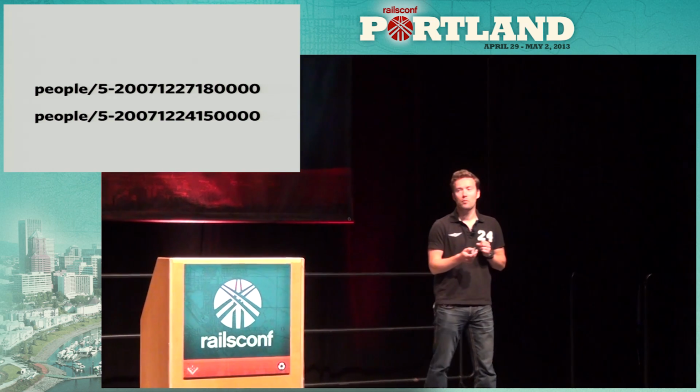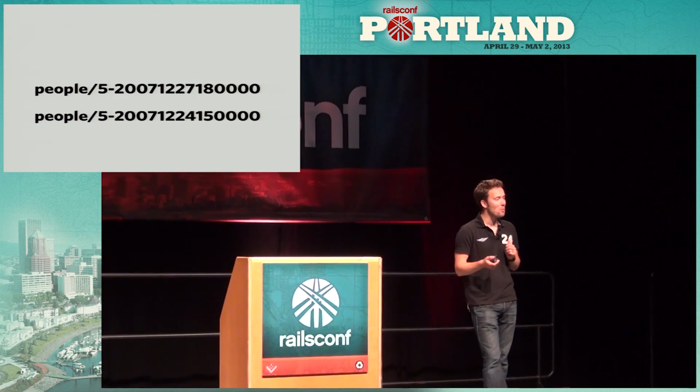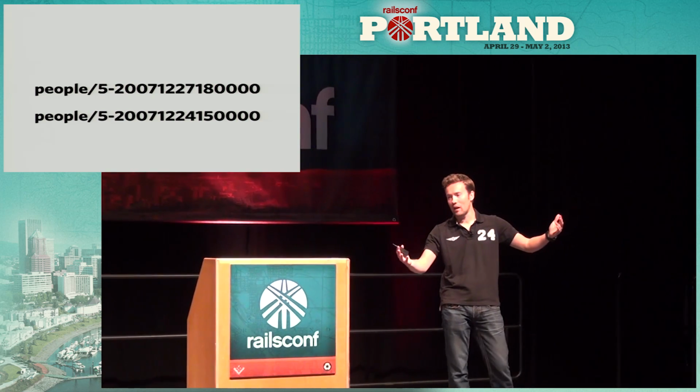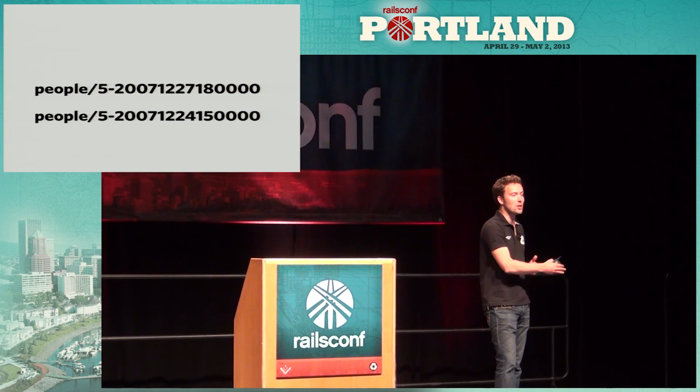That's what we used to have, if people are old enough to remember the sweeper, which was this halfway observer where you would observe model classes and then it could also expire caches.